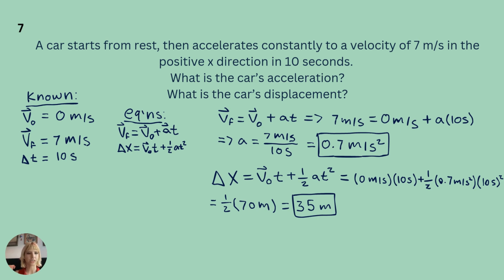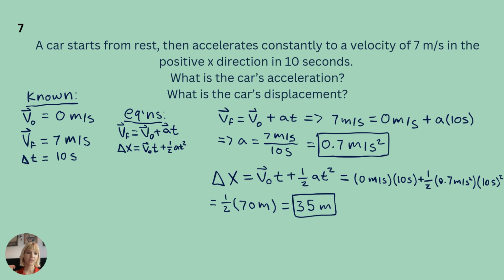I have initial velocity, I have time. This 1/2 is a constant. I will know acceleration after this equation, and I have time. So I just go ahead and plug all of my values into the equations and do some algebra to get my answers, which is acceleration is 0.7 meters per second squared.